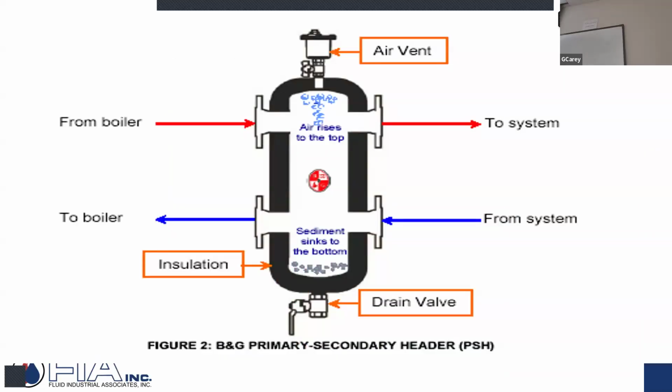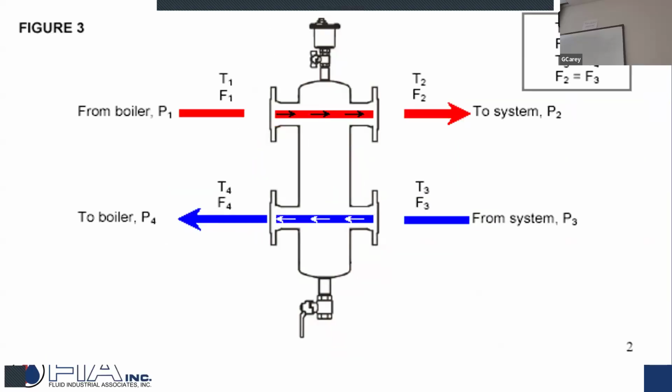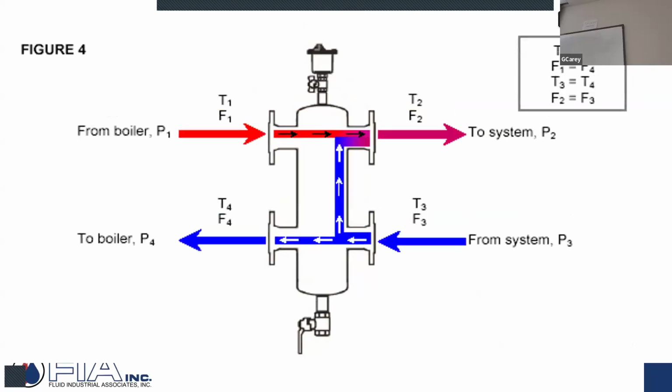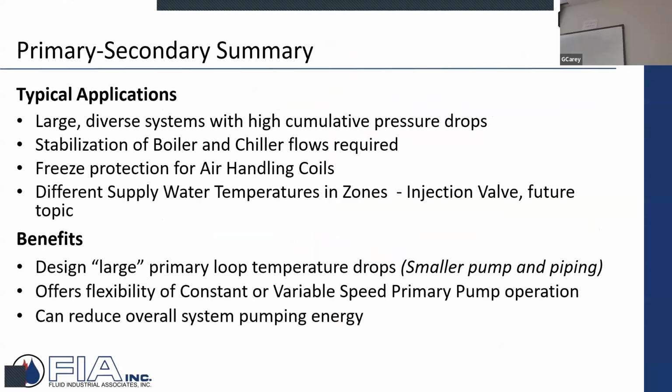We already talked about loss headers, but the point being from a primary secondary conversation is this could be used for primary secondary. And they just throw some scenarios. They say the flow rate's the same. The flow rate's greater on one side, the flow rate's greater on the boiler side. You can get mixing going on.